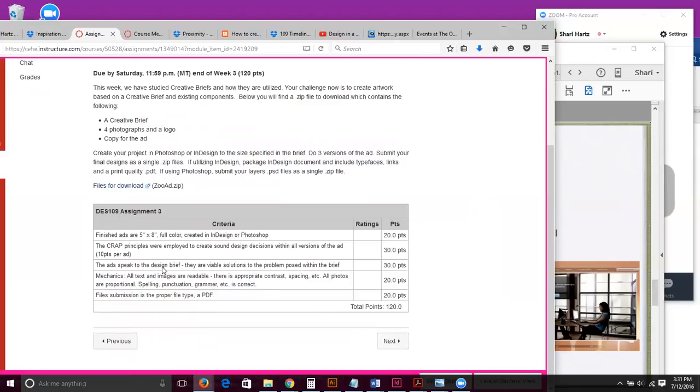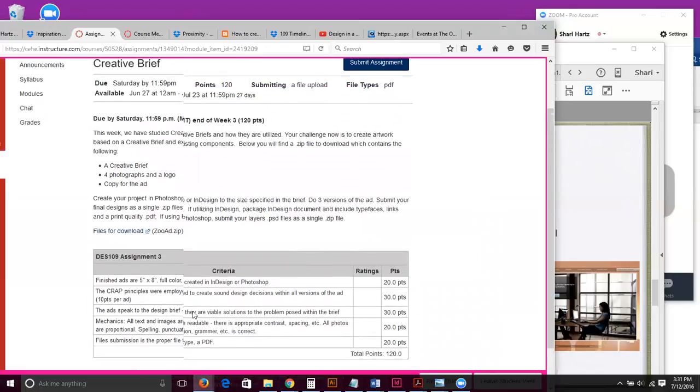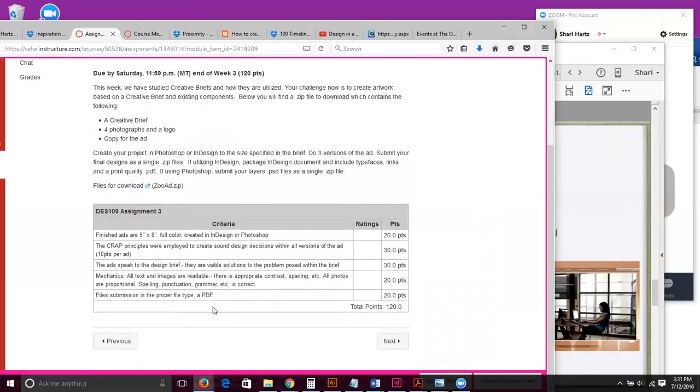And then make sure you have good punctuation, spelling, grammar, except that it was spelled G-R-A-M-A-R, but it's okay, we'll go with that for today, and it is correct. And then file submission should be the proper file type and a PDF. So give me both. So PSD if it's a Photoshop and a PDF, and then package it if it's in InDesign, and if you can, give me a separate PDF. Cool beans? Cool beans.